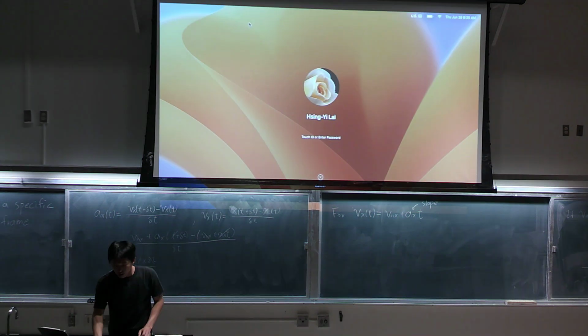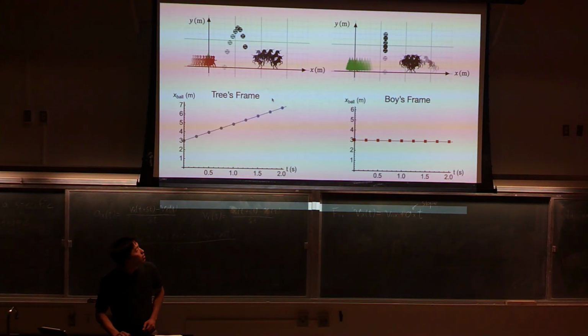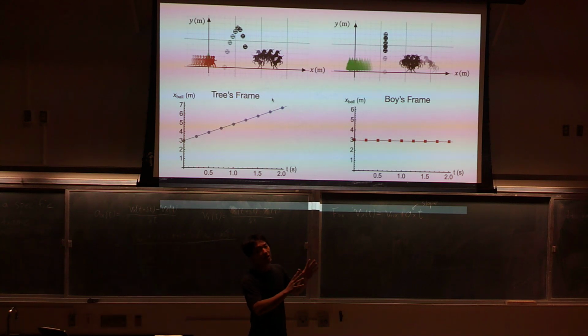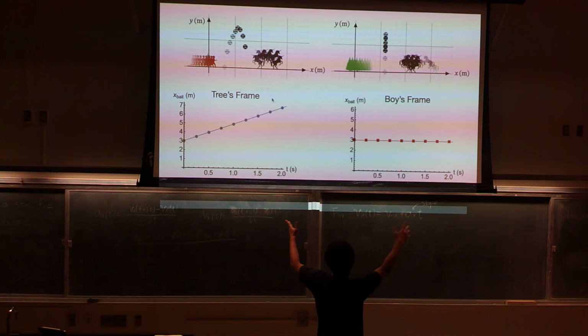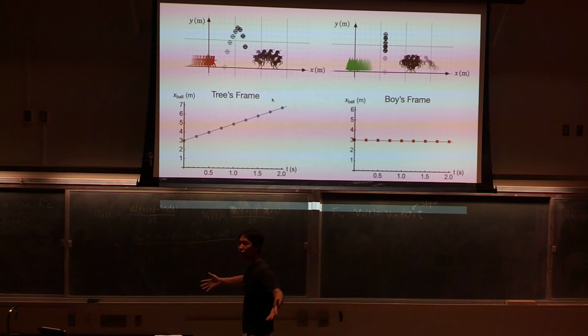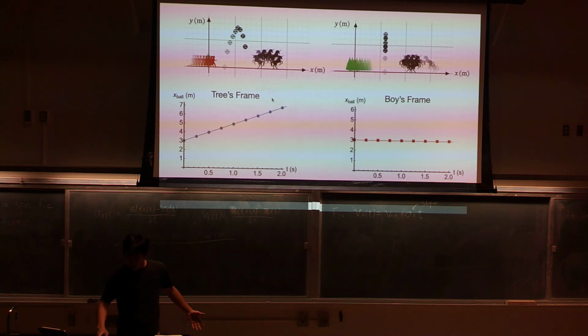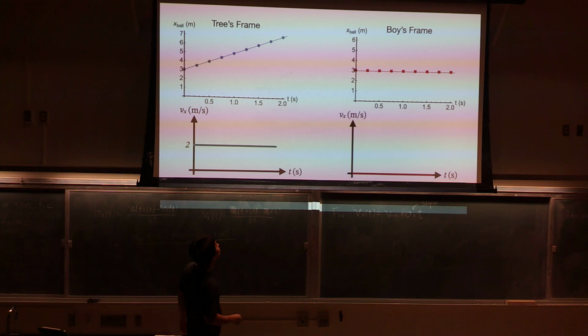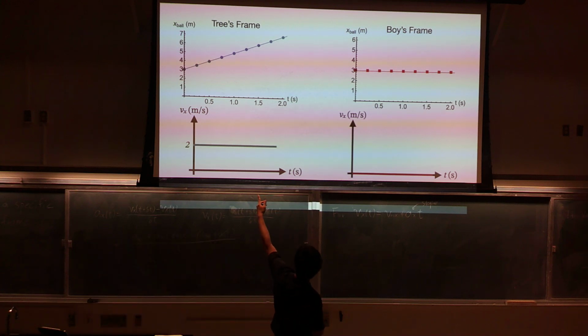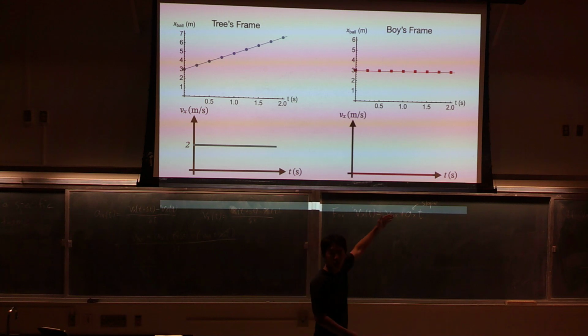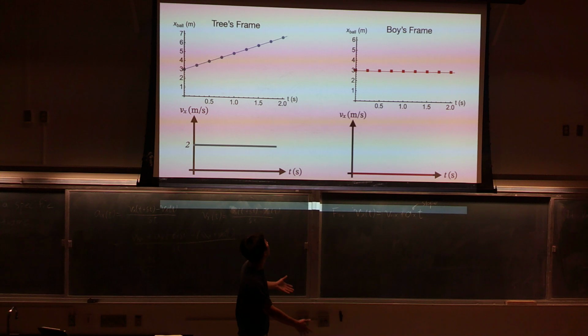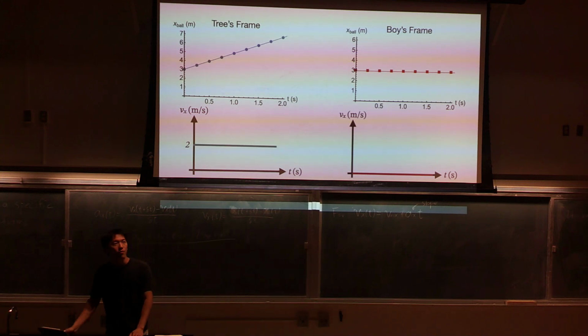Why do we work so hard to get to acceleration? If you look at the x position of the ball in these two frames, they are different, so we cannot use position to construct a physics law. If you look at the velocity, in a tree's frame, the x of the ball is increasing, so it has a non-zero x velocity. In the boy's frame, the x velocity of the ball is 0 because it's staying at the same x position. Still, when the x velocities are different, they are not the same. It's not going to be a good thing to construct a physics law.